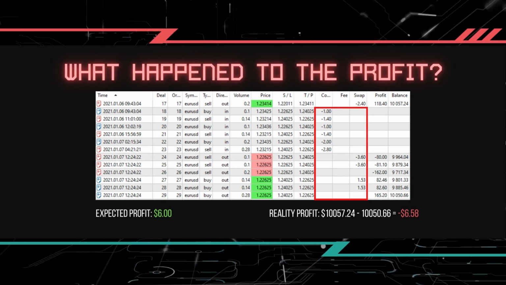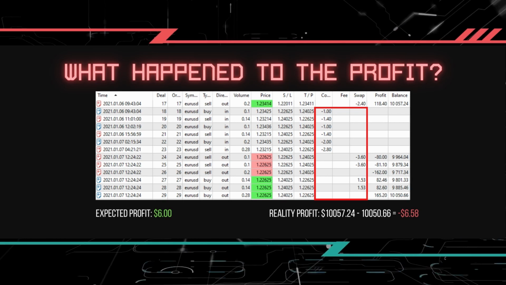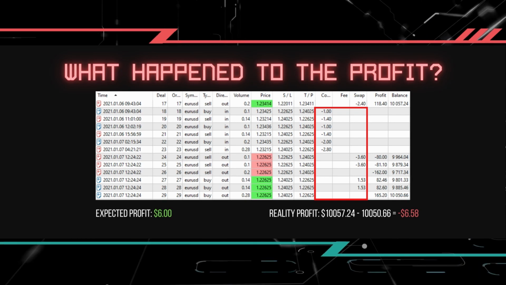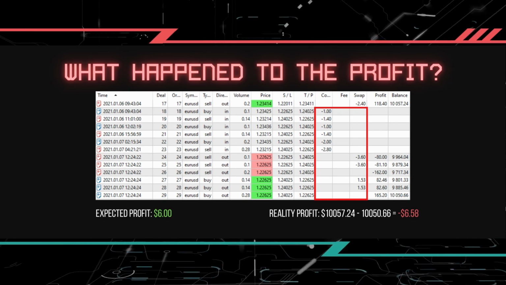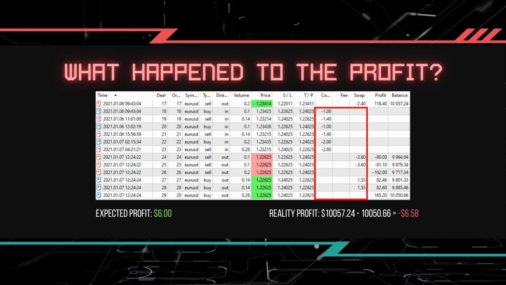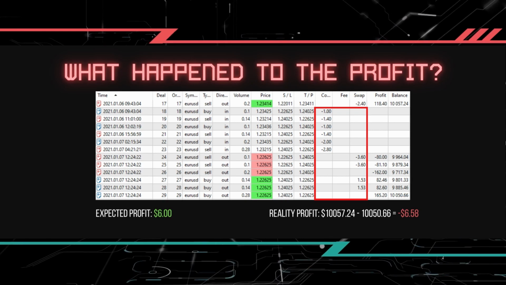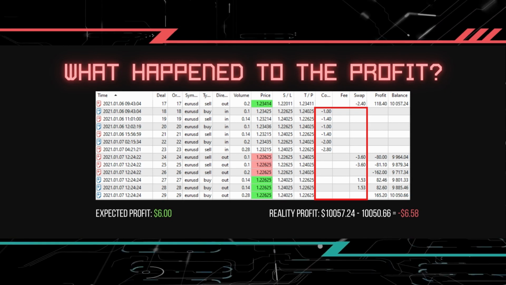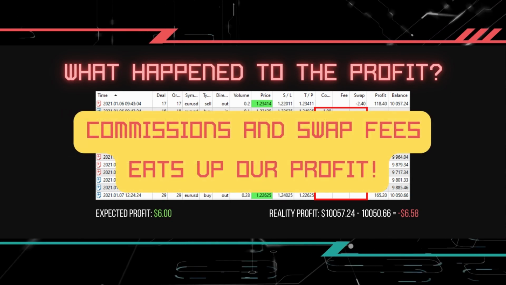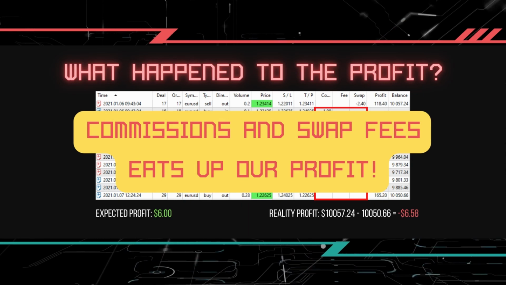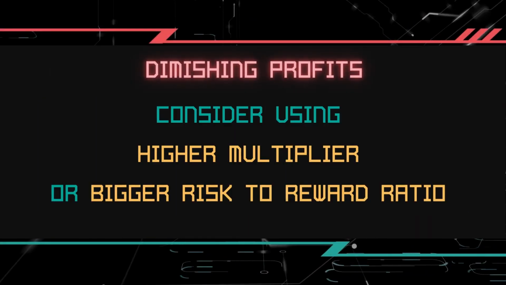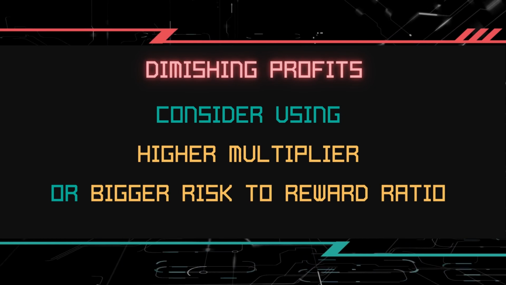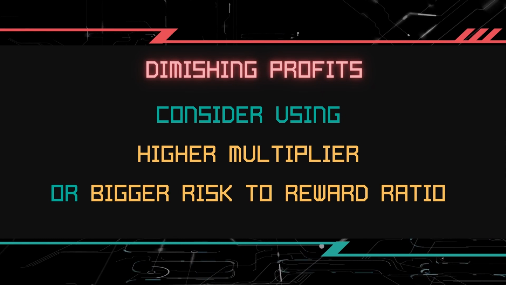We need to pay for the swap fee for keeping the trade running overnight and the commission for entering the trade. All this small amount of money adds up to be a substantial amount. After the subtraction of swap and commission fee, you can see that the balance left is indeed as the amount reflected at the top of the final trade. Therefore, instead of just subtracting the winners from the losers, we need to take note of the swap and commission fees. These are the hidden costs that will eat away your profit. We can consider using higher multiplier to give us more profit, or increase our risk to reward ratio so that each profit will cover the swap and commission fees.